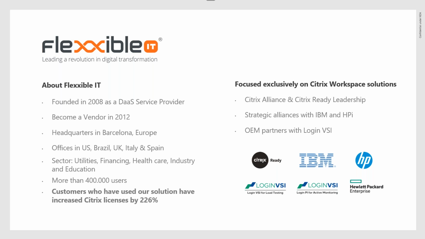We're headquartered in Europe. We have offices in US, Brazil, UK, Italy, and Spain. And we're in all the major sectors: utilities, financing, healthcare, etc. And we have more than 400,000 users under the Flexxible brand. One of the important things we do as well is we help to grow Citrix solutions in-house. Our customers who've implemented our solution have typically increased Citrix licenses by 226%.